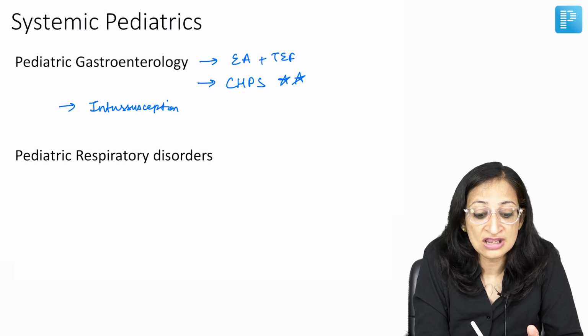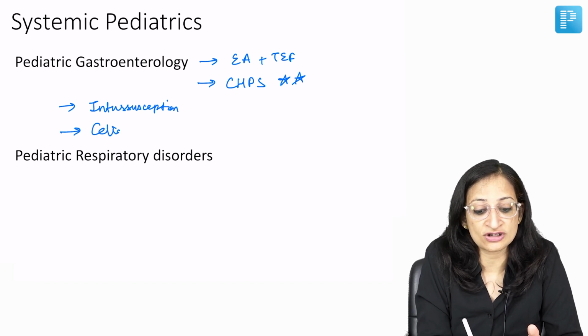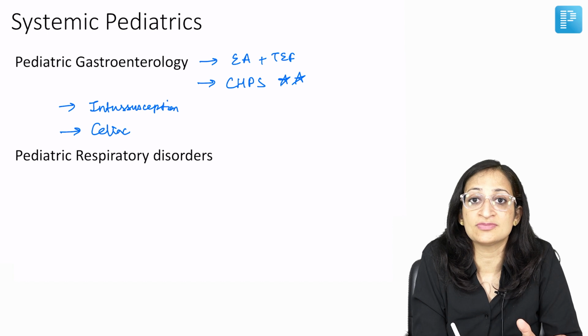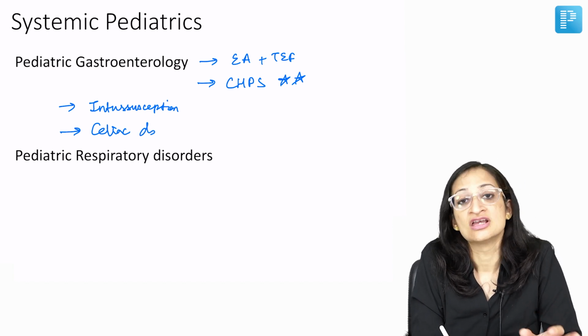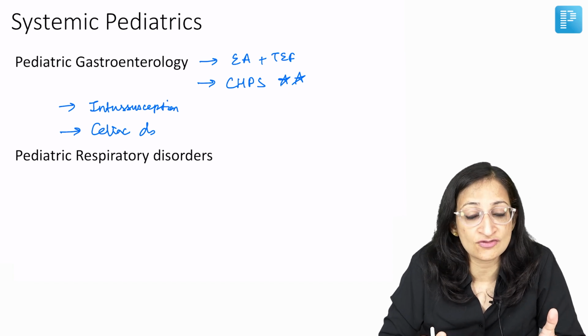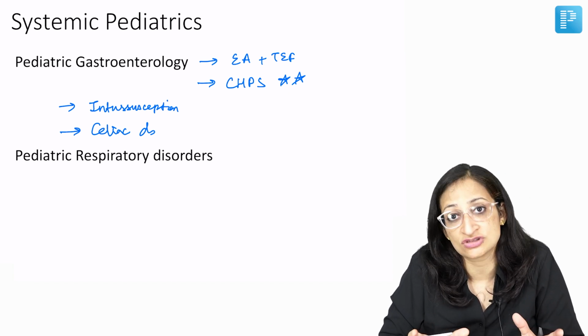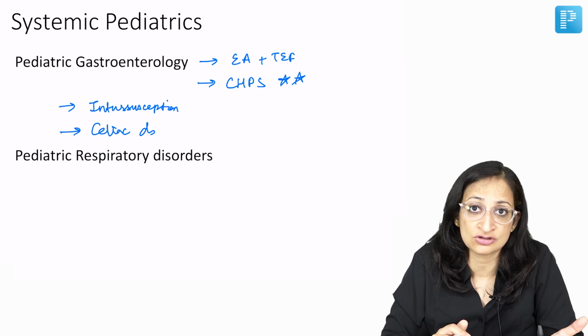Very, very important. Celiac disease again is very important. A lot of times you've got, in the INI-CET pattern as well as the NEET-PG pattern, case scenarios from celiac disease. So you need to know the diagnostic criteria for celiac disease, the case scenario in which you'll suspect it, and the management, which is the gluten-free diet.